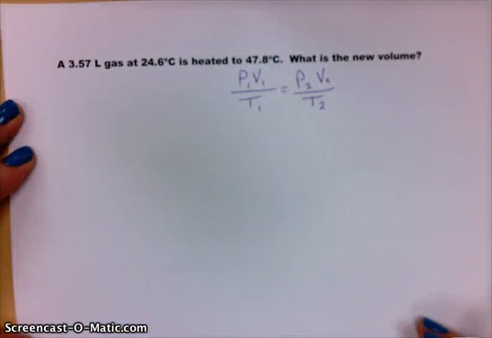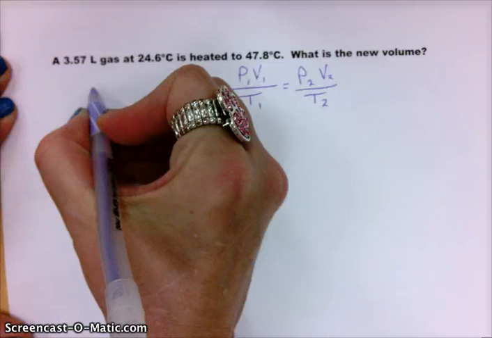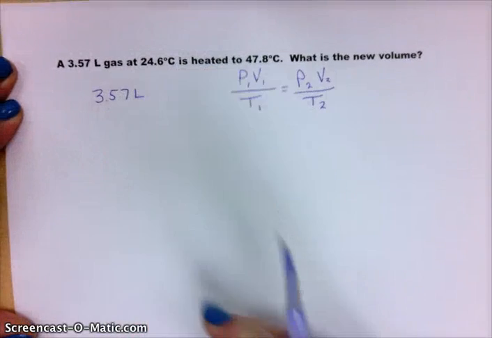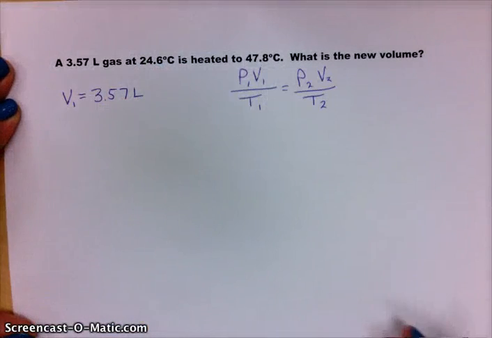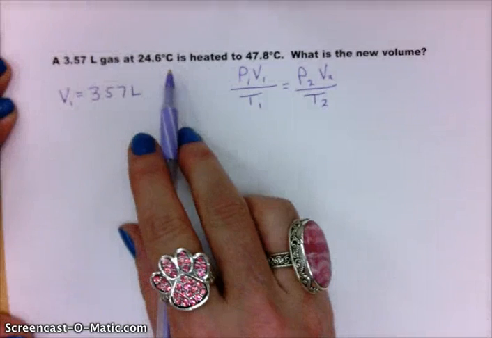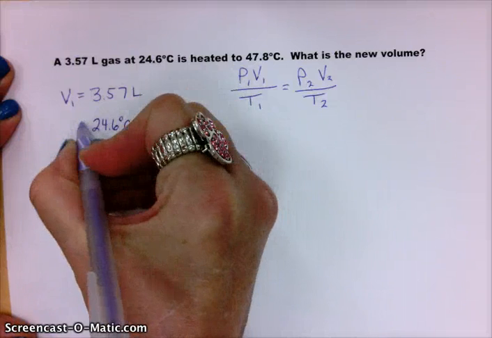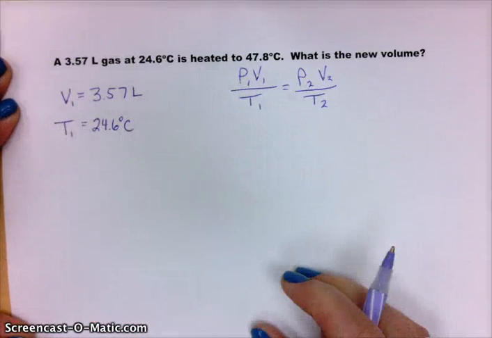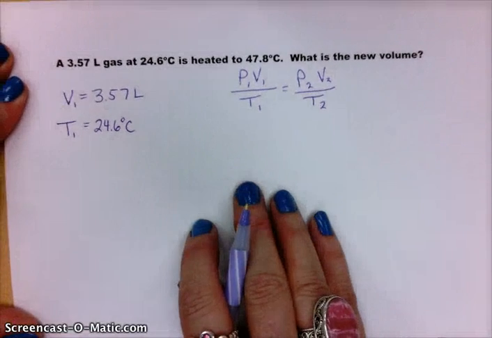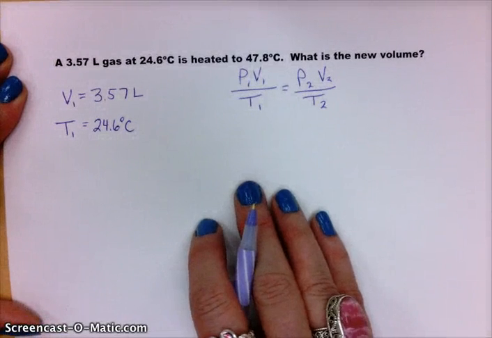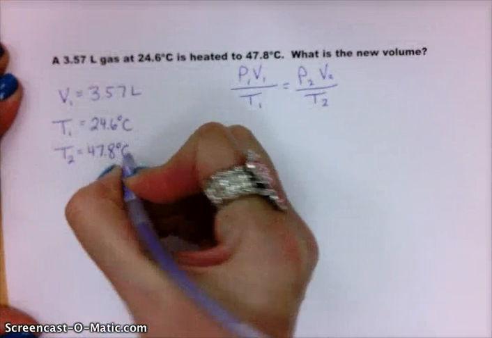Now let's identify all the variables we have in the problem. We have 3.57 liters. What is that? If you said volume, you're correct. That is our initial volume, V1. Then we have 24.6 degrees Celsius. What is that? If you said temperature, you are correct. That is temperature 1. Then we see that the gas is heated to 47.8 degrees Celsius. So we have a second temperature. That would be T2. And it's 47.8 degrees Celsius.